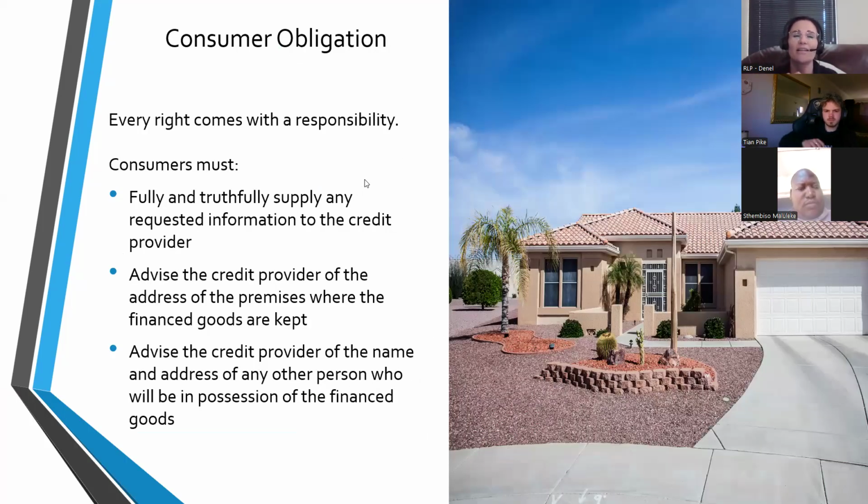And it's such a cliche thing to say, but with every right comes a responsibility. So they say that even though consumers have a lot of rights, it is the responsibility of the consumer to fully and truthfully supply the information requested to the credit provider. It is their obligation to advise the credit provider of the address of the premises where the finance goods will be kept, and also to advise the credit provider of the name and the address of any person who will be in possession of the finance goods. Okay.